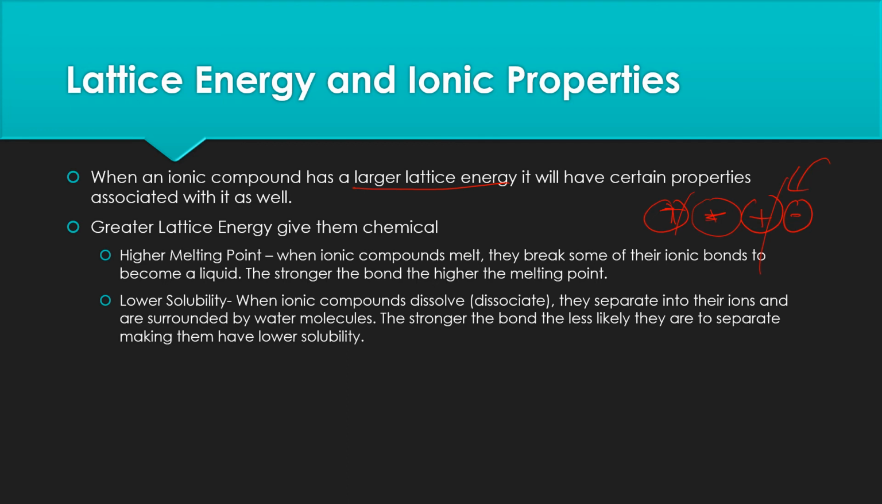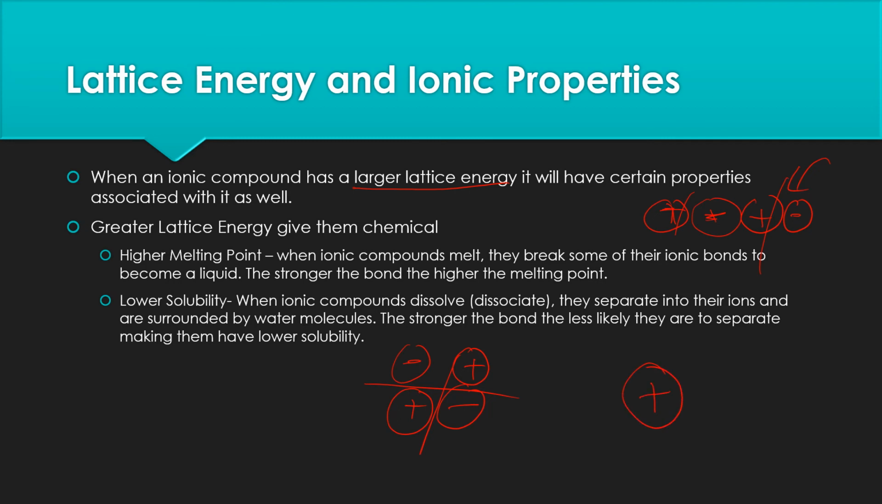The other thing it'll influence is the solubility. Will that chemical dissolve or not, or dissociate? When ionic compounds dissolve, we call it dissociation, because we are again separating the negative and positive ions from each other. So we are getting rid of those attractions that exist between all those atoms. They separate into their ions and are surrounded then by water molecules.